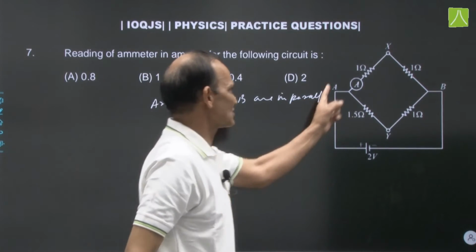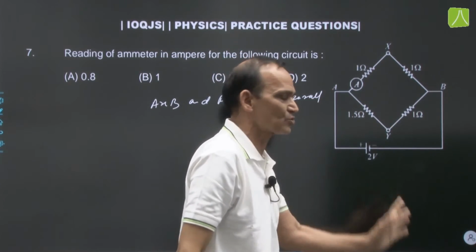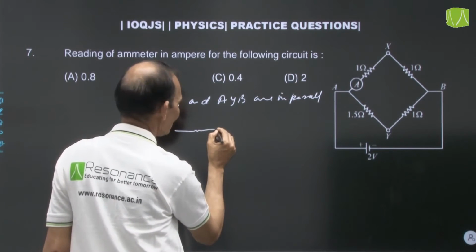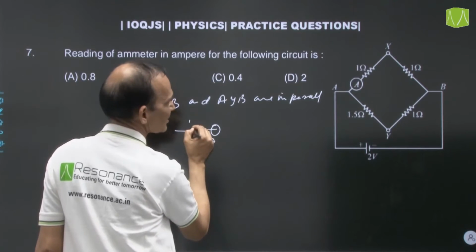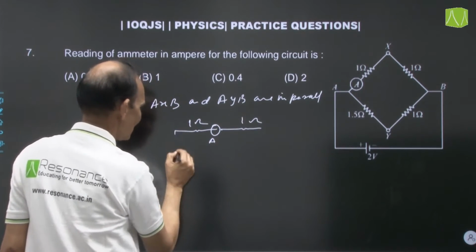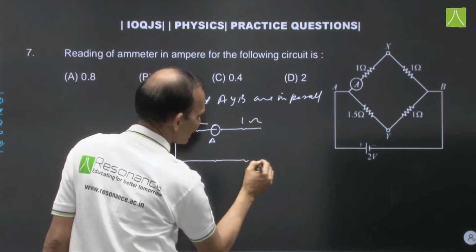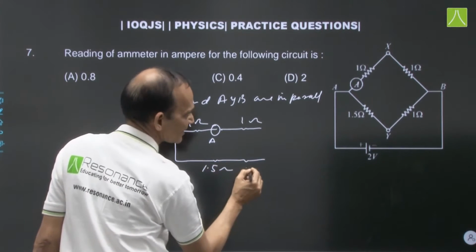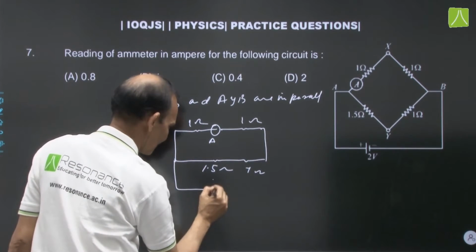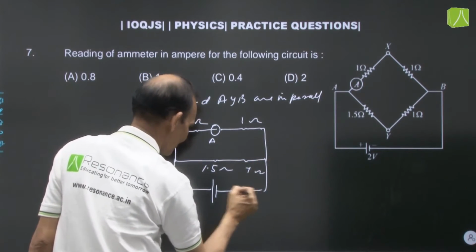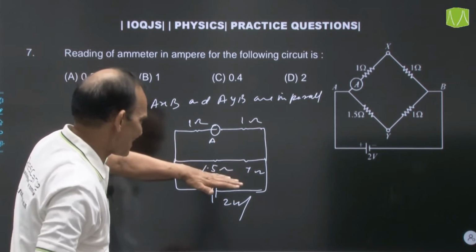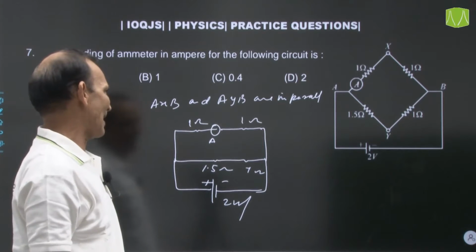It means across this line and this line potential must be 2 volt. We can write this one. It is 1 ohm. Here is the ammeter. It is 1 ohm. It is also 1 ohm. It is the ammeter. It is 1.5 ohm. It is 1 ohm. The battery is connected here. That is 2 volt plus minus 2 volt. It means this line and this line they are in parallel.